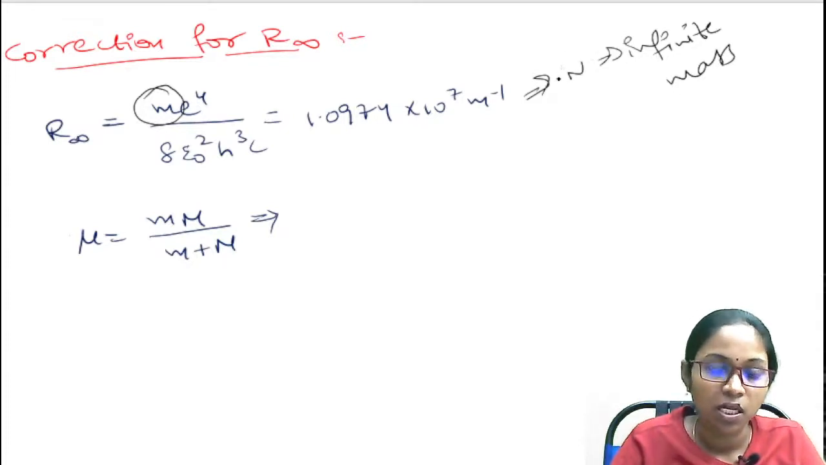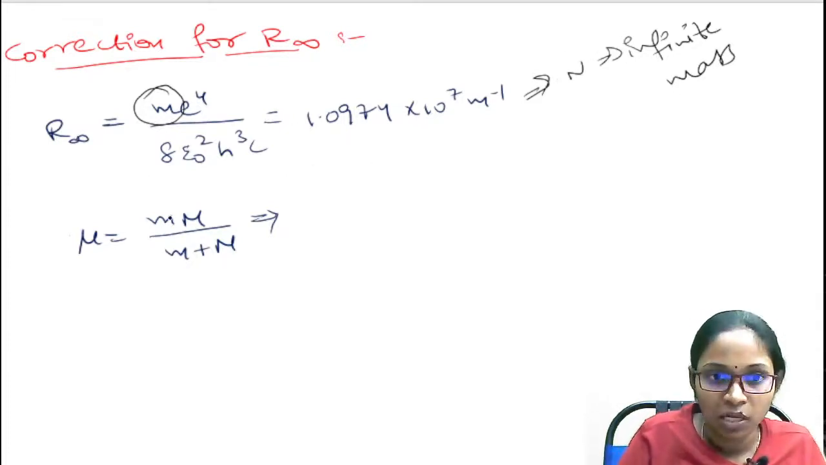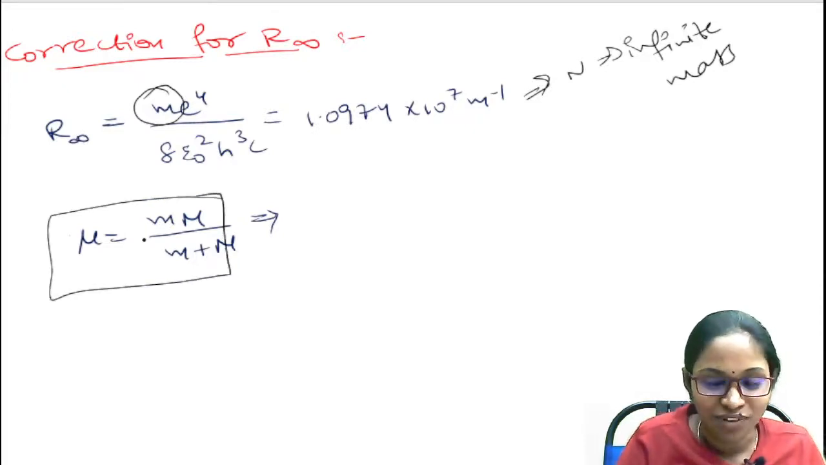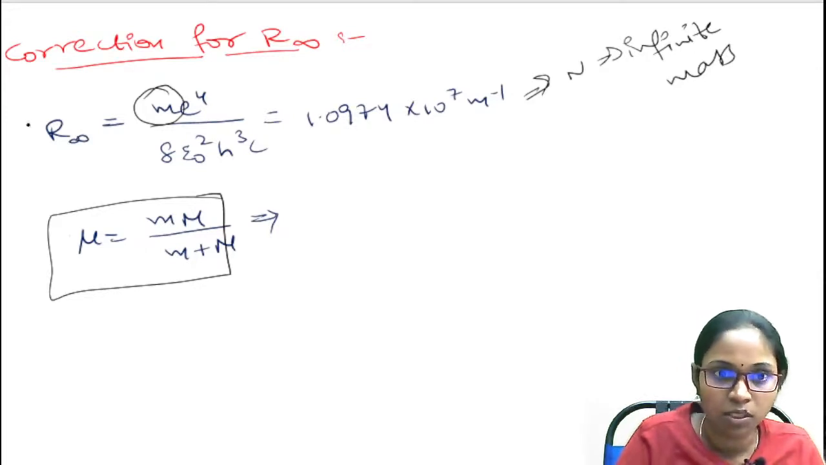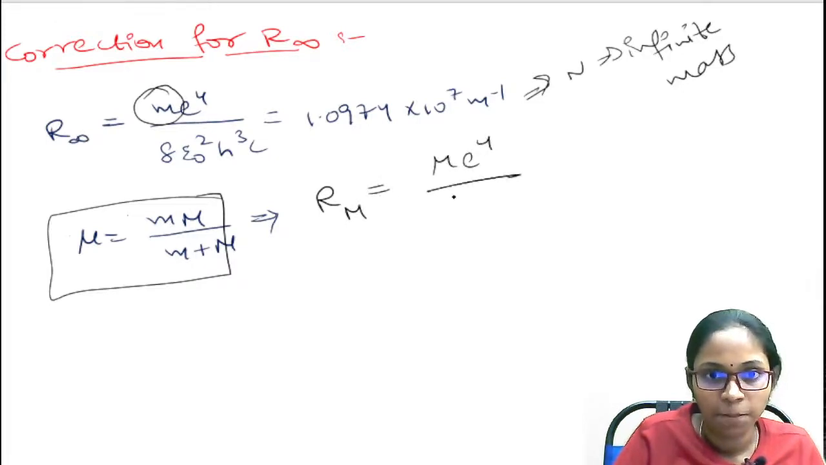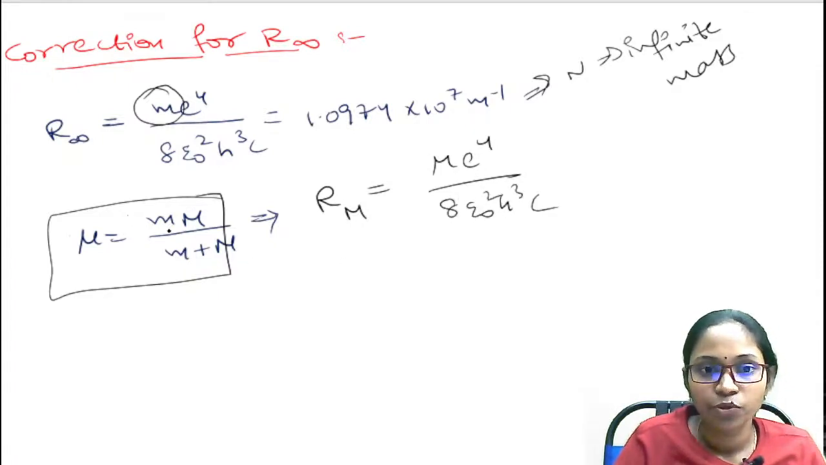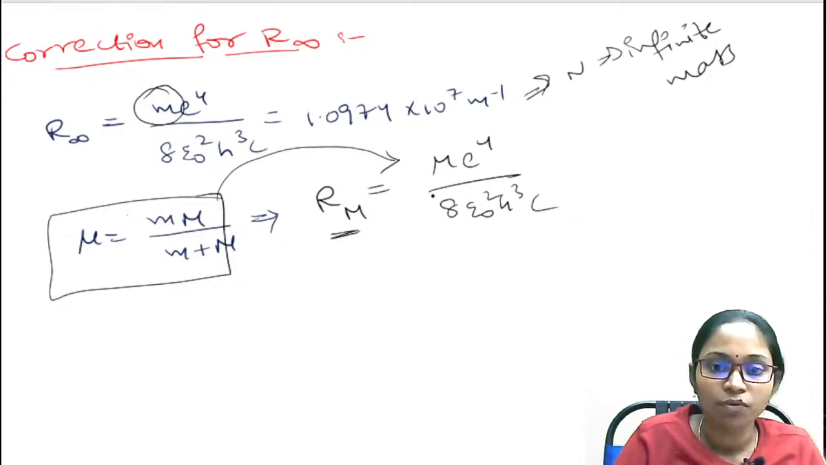మరి రెడ్యూస్డ్ మాస్ అంటే mu equals to m capital M by m plus capital M అని రెడ్యూస్డ్ మాస్ ఫైండ్ అవుట్ చేసాం కదా, అంటే ఫైనైట్ న్యూక్లియస్కి. మరి ఫైనైట్ న్యూక్లియస్కి రిడ్బర్గ్ కాన్స్టెంట్ వాల్యూ ఏంటి? సింపుల్గా ఏం చేయండి, m ప్లేస్లో reduced mass కోసం capital M తీసుకుంటున్నాను. This will be equal to mu e power 4 by 8 epsilon naught square h cube c. You just substitute mu value in this equation to find out the Rydberg constant for reduced mass.